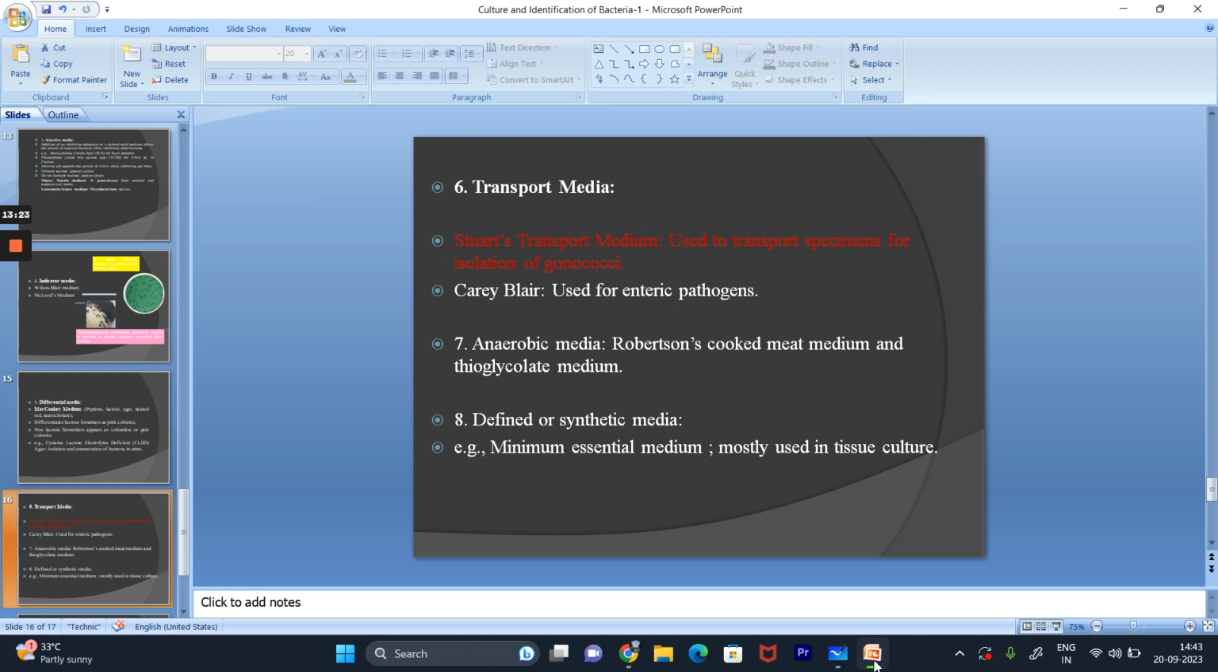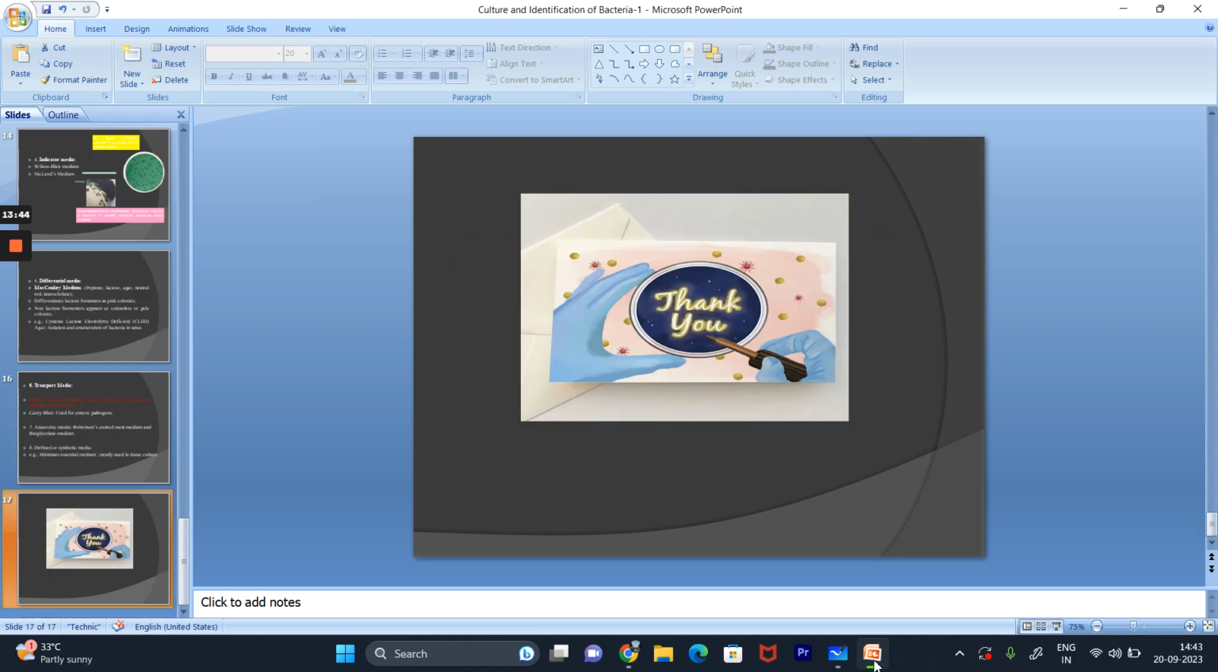Next is the defined or synthetic medium. These are the media whose constituents are clearly defined in terms of each ingredient. They are chemically defined media and they are prepared from pure chemical substances. An example is minimal essential medium, which is mostly used in tissue culture labs.